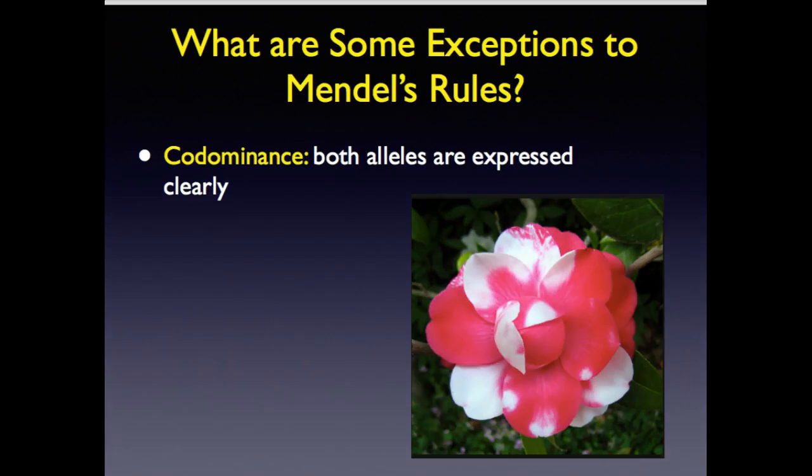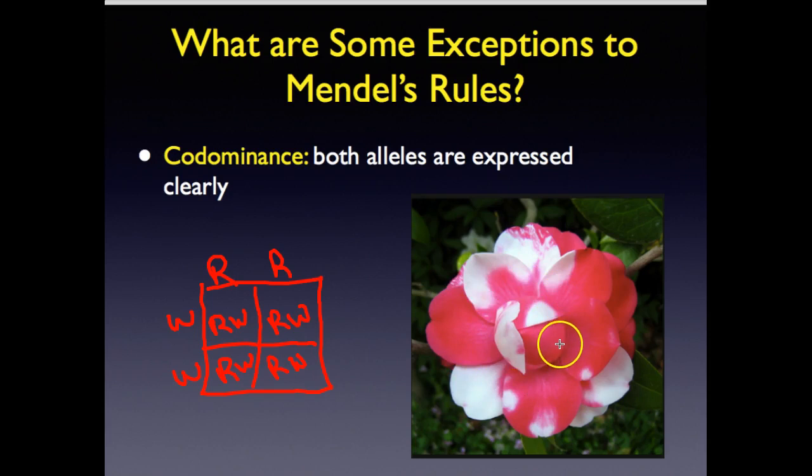Codominance is a second exception to Mendel's rules. And so here you can see both the red and the white are dominant and therefore are being expressed. And when we have codominance, we're going to set up a Punnett square, just like this. Here we go. And so if we have R and W, we would have RW, RW, RW, RW. And so this right here is red and white speckled, because both are dominant and therefore both are expressed.